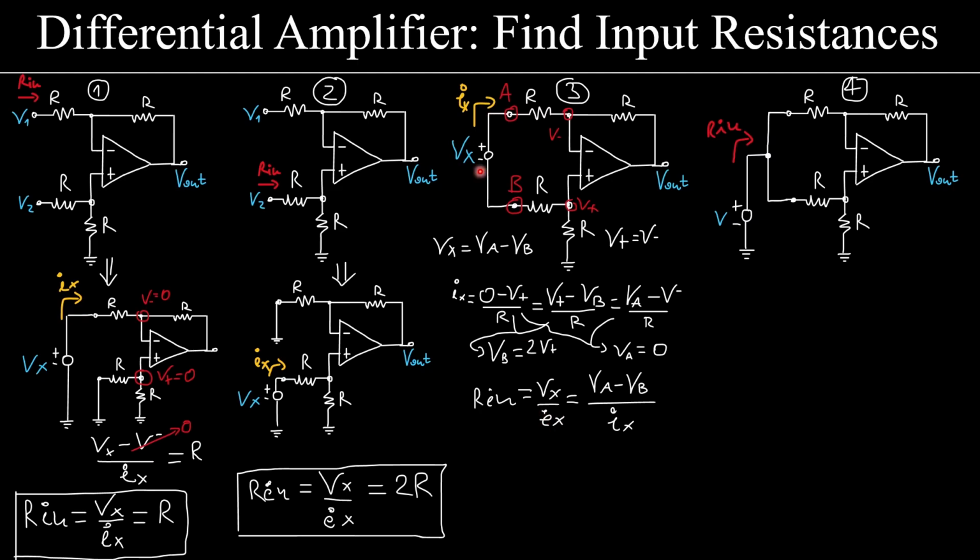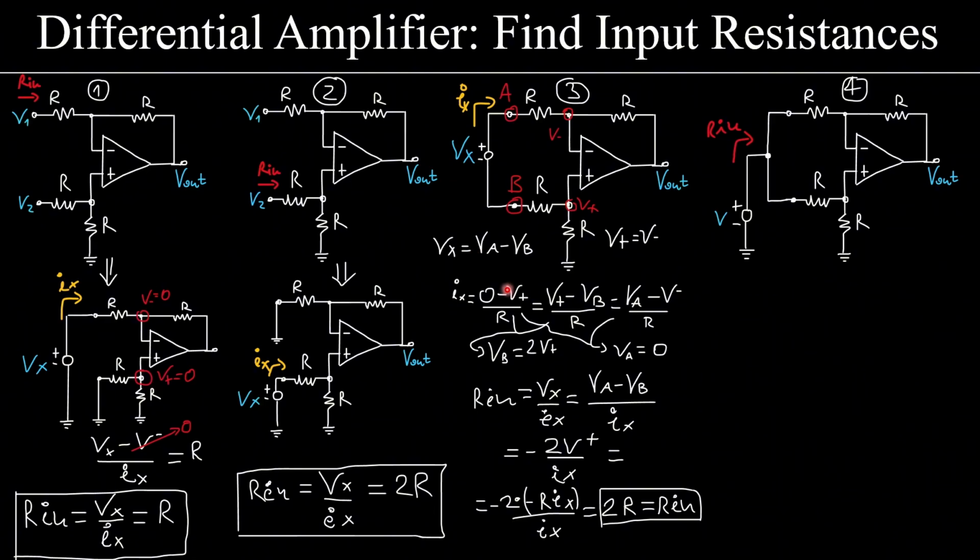Now, I'm ready to calculate Vx over Ix. All right, this is the input resistance. How much is Vx? Va minus Vb. How much is Va? 0. Vb turns out to be minus 2V plus over Ix over here. And how much is V plus? Well, V plus, from this equation, from where? From this, all right, is equal to minus R times Ix.